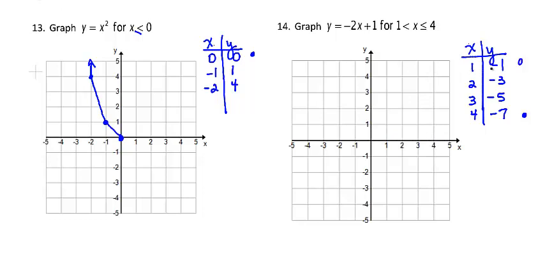So graphing these: 1, negative 1, I have an open circle because I really can't equal the 1. 2, negative 3. 3, negative 5. And then 4, negative 7. It's down here, and I can equal 4, so I will have a closed circle there. And so my graph is just this piece of the line for those specific values of the domain.